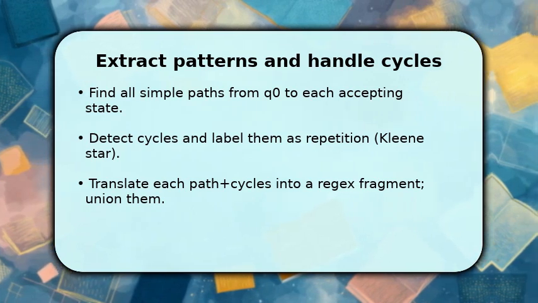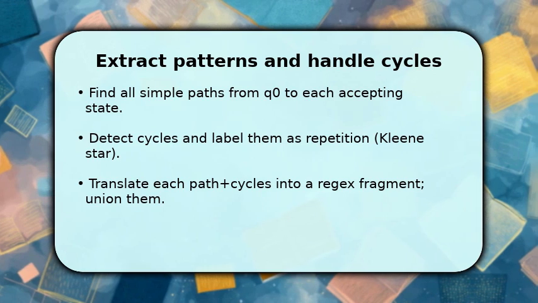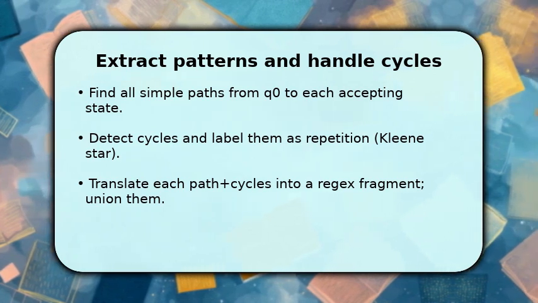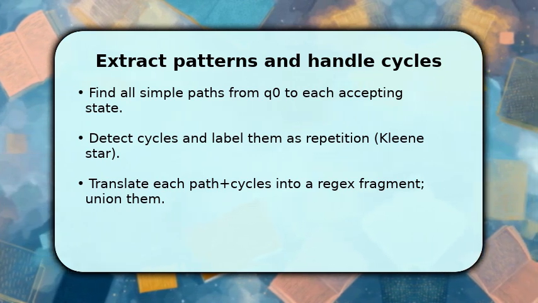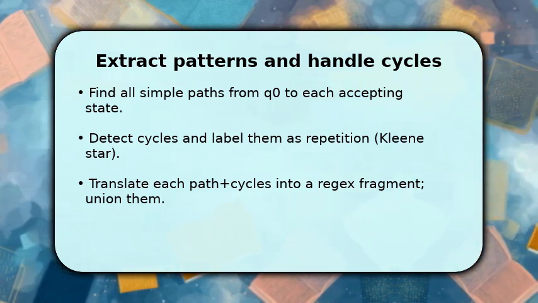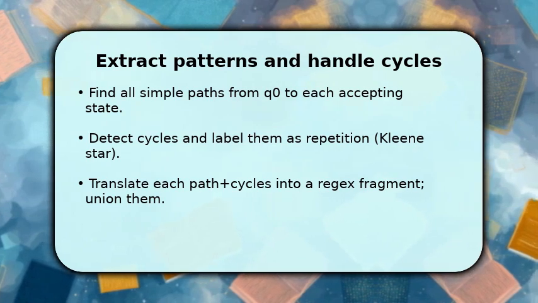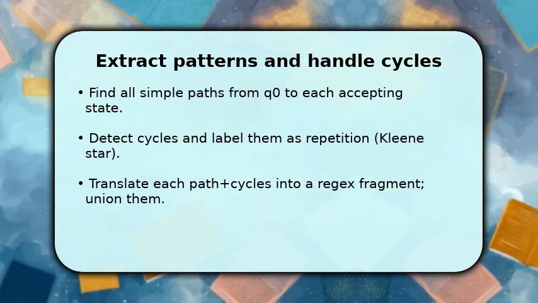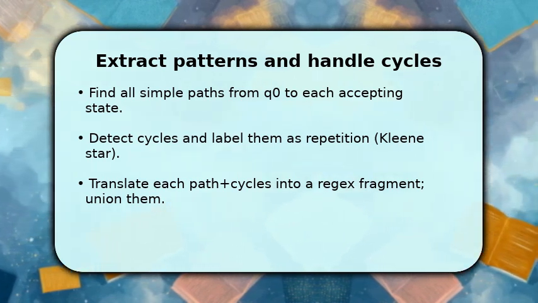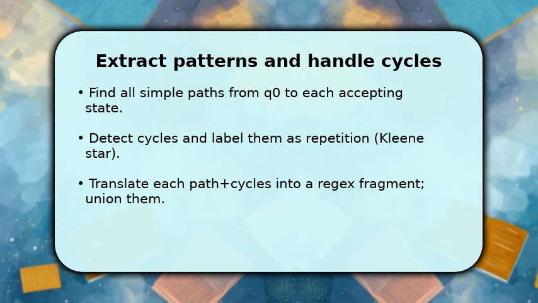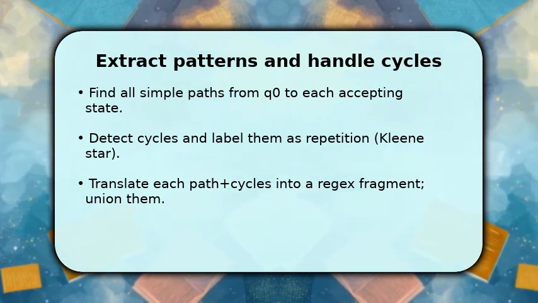Simultaneously detect cycles reachable along those paths. Any cycle indicates repetition and becomes a clean star component in the description. Then convert each path combined with its cycles into a regular expression fragment. Make sure to use union to combine alternative fragments, and simplify by factoring common prefixes. This yields a compact description of the language.